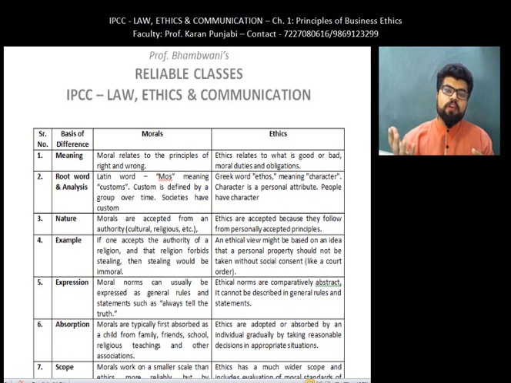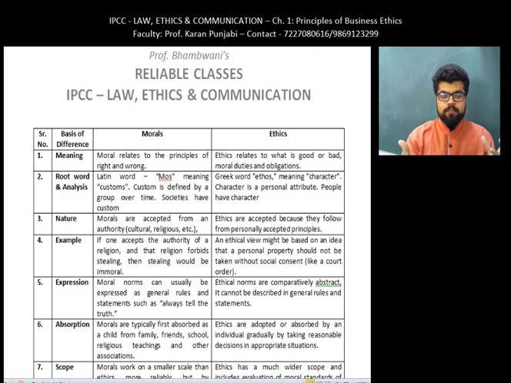At the same time, if I want to talk about morals, morals comes from a Latin word called mos. The word mos means customs. When I talk about customs, customs is something which is dictated by the society, which we learn and adapt from the people around us, from our surroundings, our culture.